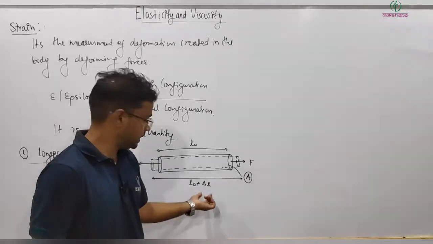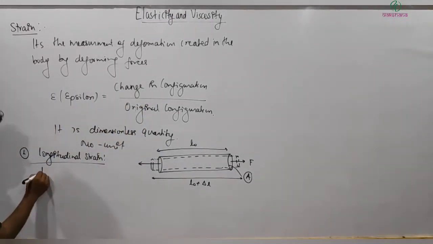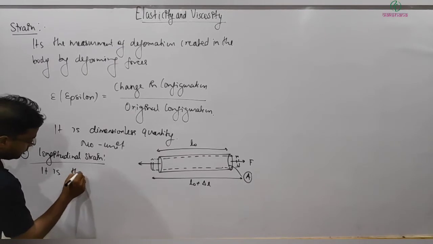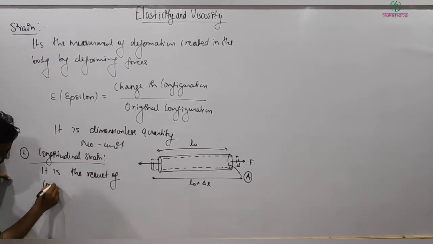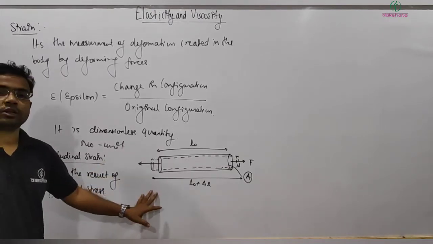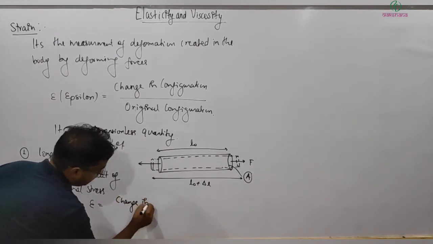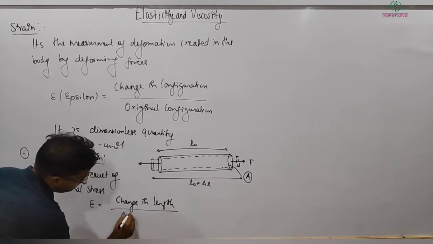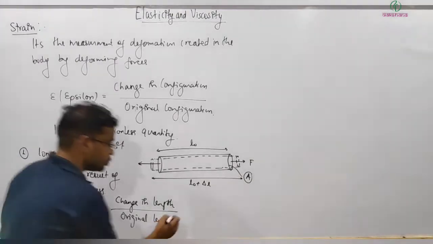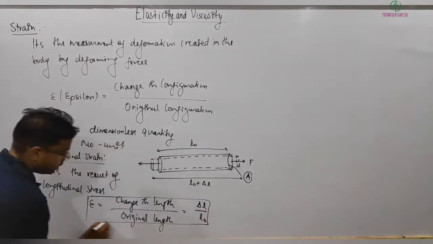So what is the change in configuration? This change in configuration, meaning change in length divided by original length, is defined as longitudinal strain. It is the effect, the result, of longitudinal stress, and this is defined by epsilon longitudinal, equal to change in length divided by original length, and this is called strain or longitudinal strain. So if I write it for this example, it is equal to delta L divided by L naught. This is the longitudinal strain.